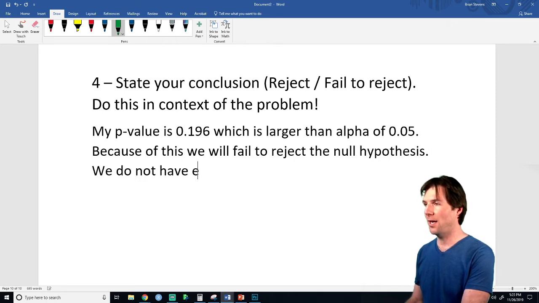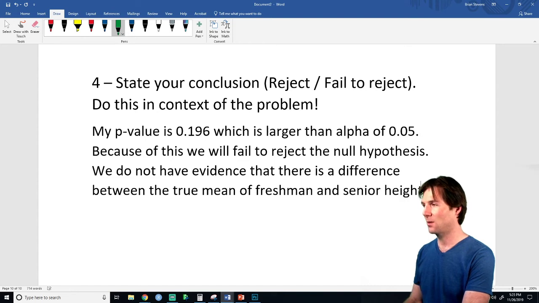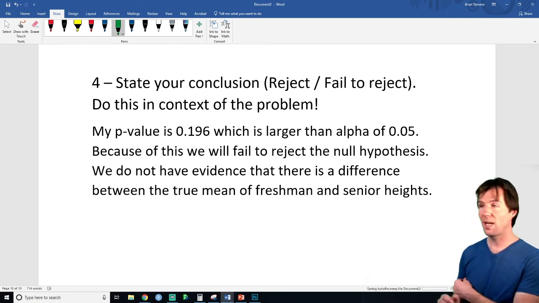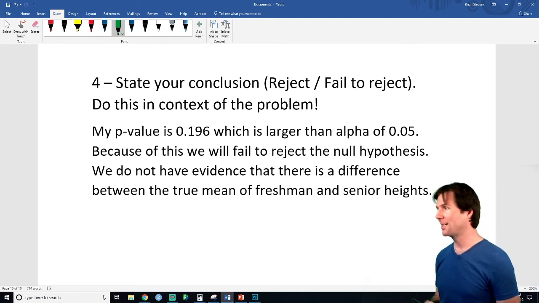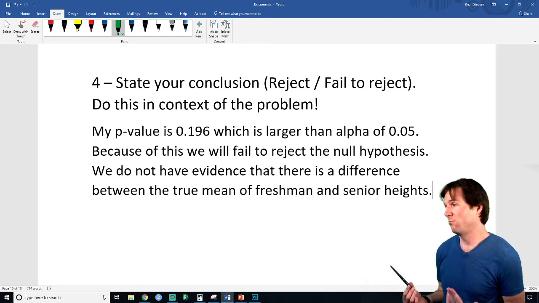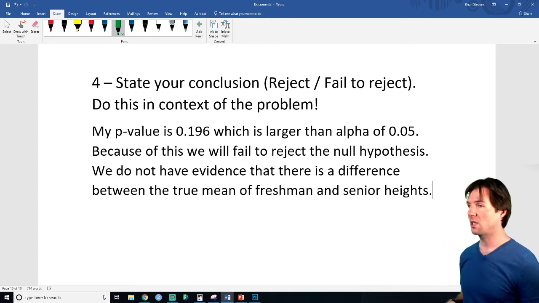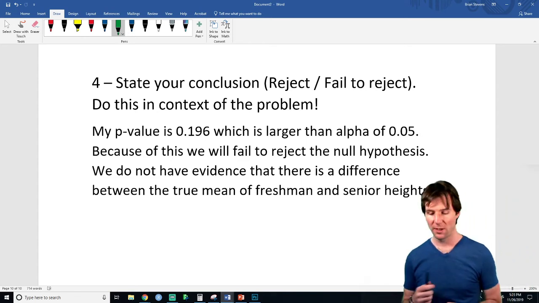We do not have evidence that there is a difference between the true mean of freshmen and senior heights. That's it. We do not have evidence of a difference. We don't reject the null. I continue to believe that they could be the same height. So on average, it looks like we would believe that freshmen and seniors are about the same height. We do not reject the null. We did not have evidence for that alternative.